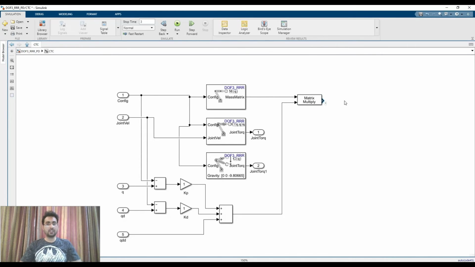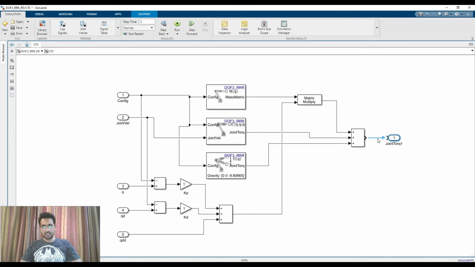And now I need to add the torques required to overcome the Coriolis effects and the torques required to overcome the gravitational effects. These two torques are over here, so I'm going to use them. Once again, I'll be using an adder block to add these three things up. I have used the adder block to add these three things up, and this would be the output. I'm going to call this the output torque.